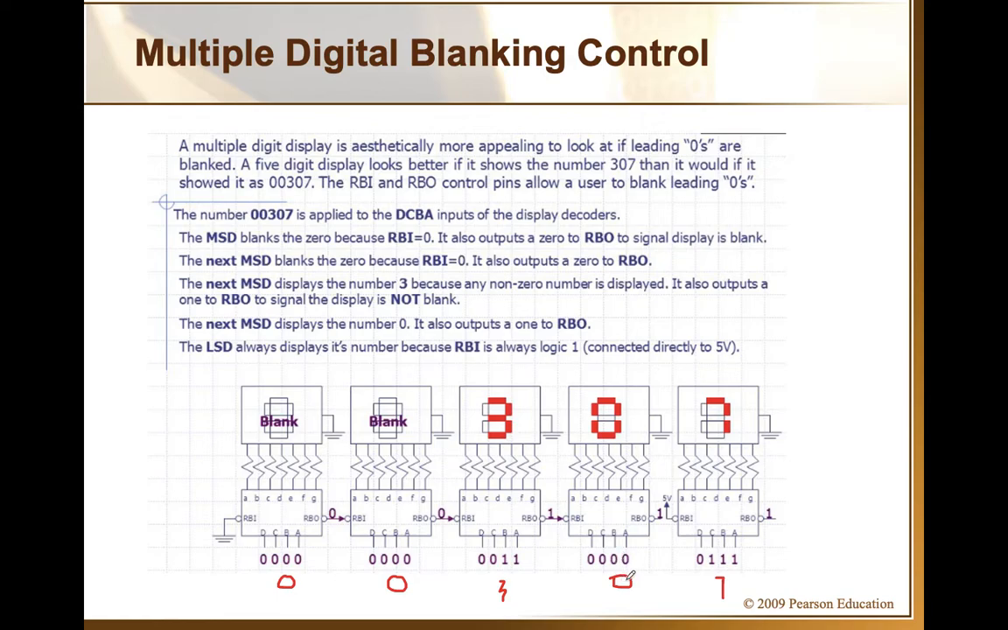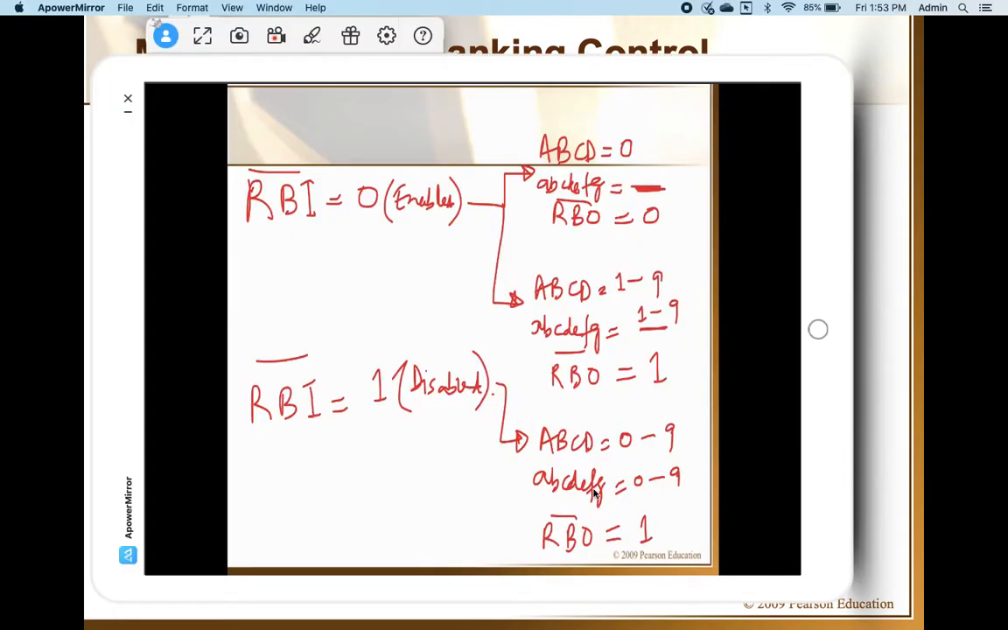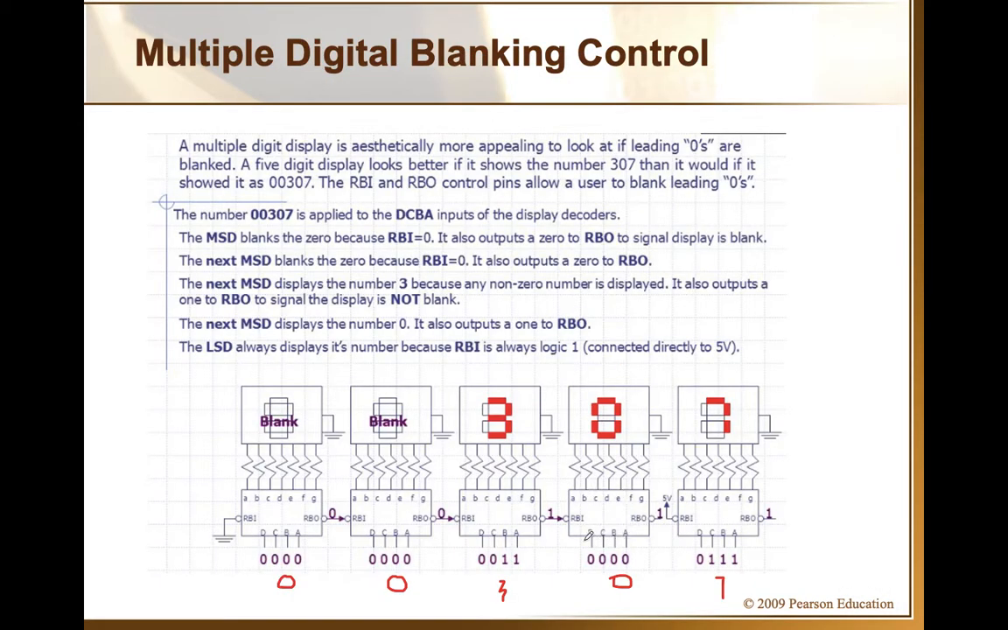There is a 0 on the input, but RBI is disabled. If RBI is disabled and there is a 0, it will be displayed. You see here, RBI is disabled, input has 0, it will be displayed, and RBO will be 1. This is what's happening here. Your RBI is inactive, you have a 0, it will be displayed because it's an essential 0. It's not a trailing or a leading 0, so it will be displayed. Again, accordingly, it will be 1, because we're not blanking it out.